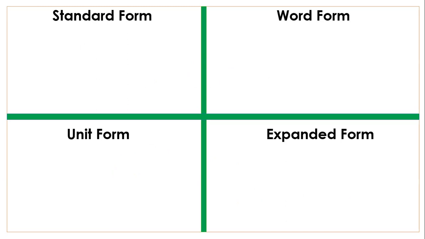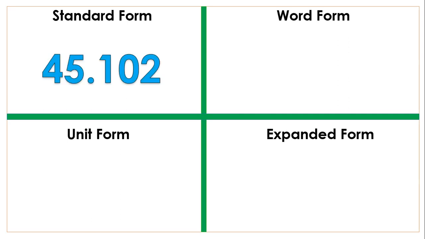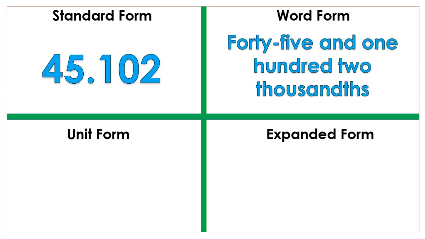Now we're going to rewrite decimals in standard form, word form, unit form, and expanded form. Let's start with standard form. Standard form is how we usually see a number, the standard way. So here we have 45 and 102 thousandths. The way I said it is how we're going to write it in word form. 45, you say everything before the decimal like you normally would, and for the decimal part, 102, you say everything after the decimal point just like you would normally read a number, but you include the place value of the last digit. The 2 is in the thousandths place, which is why we include the thousandths: 45 and 102 thousandths.